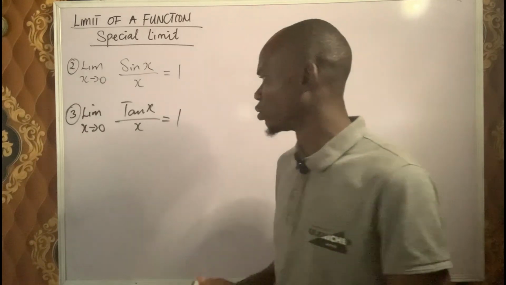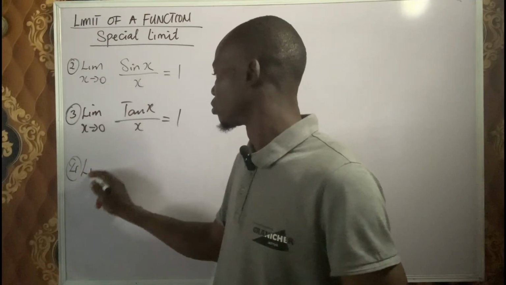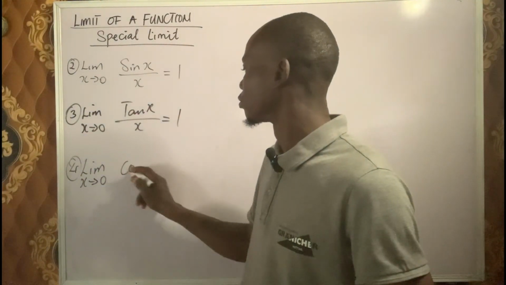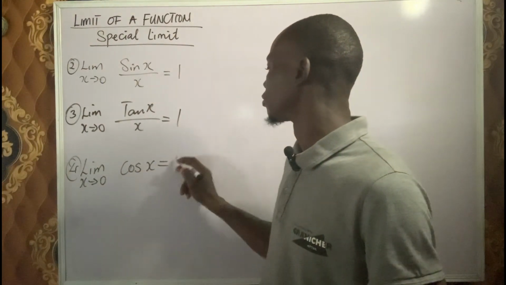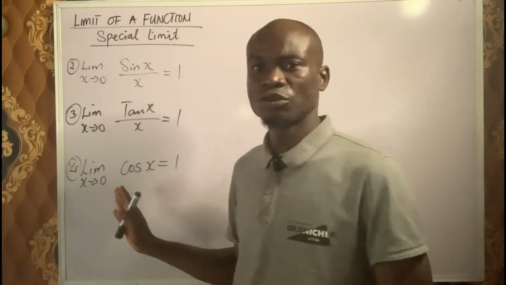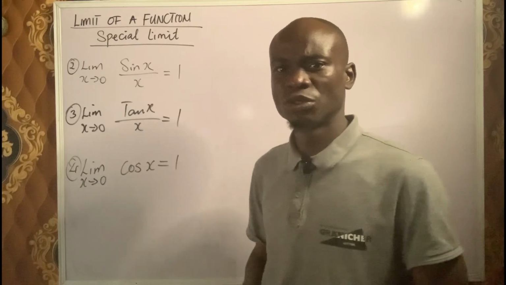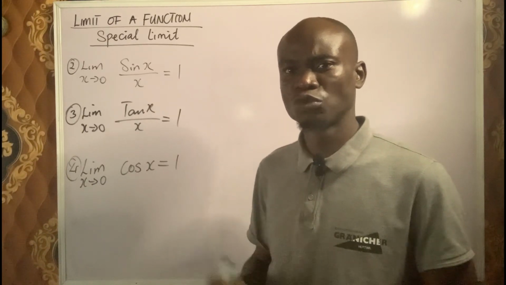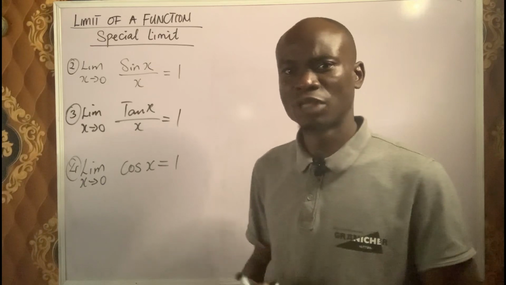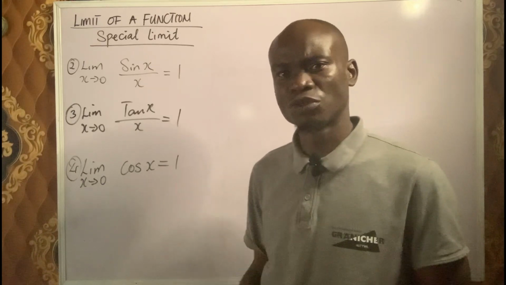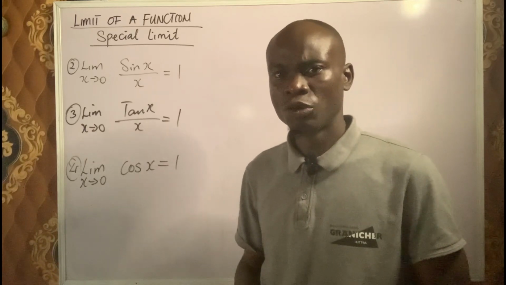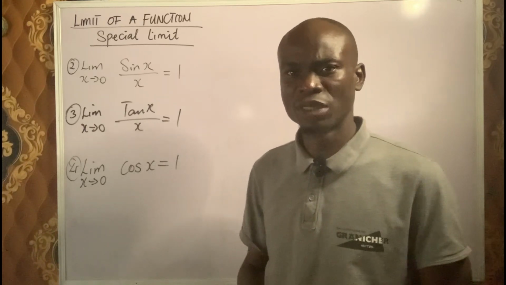Then the fourth one says limit as x tends to 0 of cos x is 1. That's what this one says. If you observe, you discover that the first two are similar, but the last one has a slight difference, but they all tend to 0 and they are all 1. So with that, you easily remember them. Okay, so now let's go into solving some examples.